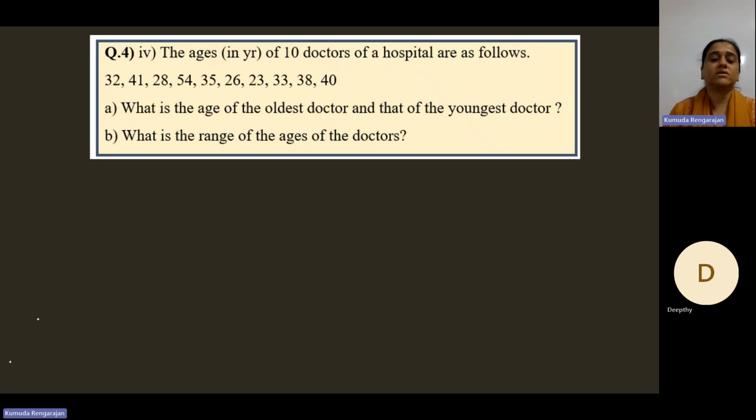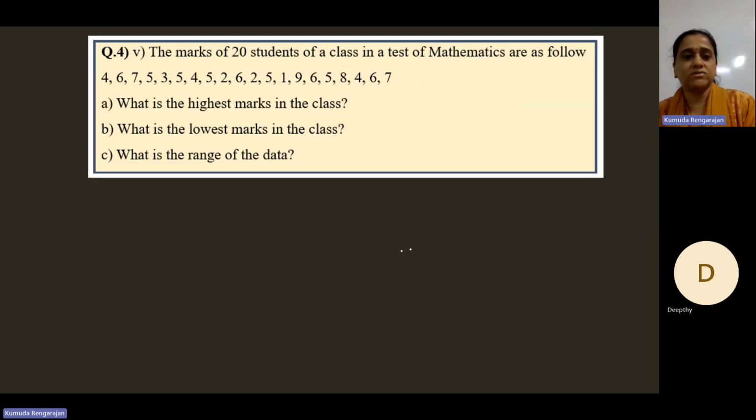The ages in years of 10 doctors of a hospital are as follows. So you can see there. What is the age of the oldest doctor and that of the youngest doctor? That you can answer, right? And what's the range of the ages of the doctors? How do you find the range? Highest value minus the lowest value. You can answer this.